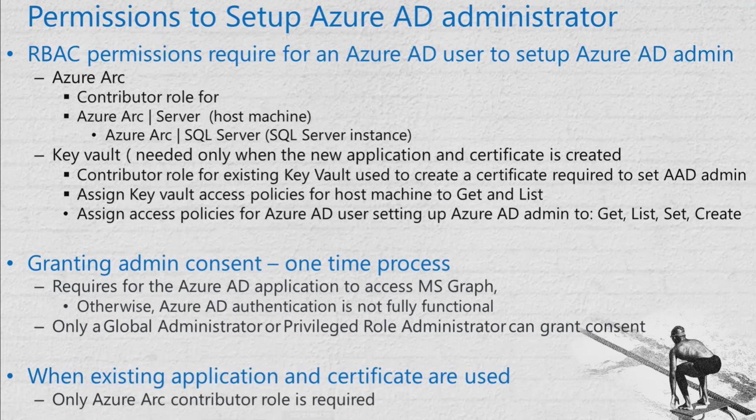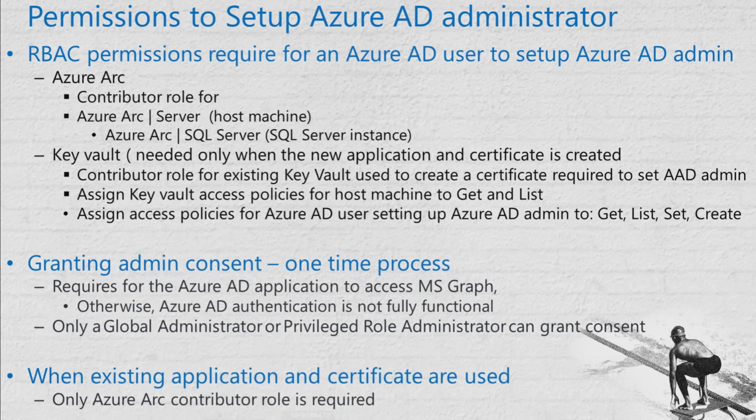There's a step-by-step documentation that documents all these steps, and that documents the setup automation as well, the APIs. A user who is setting up an AAD admin must have special RBAC permissions that are required for this setup. And the first one is for the Azure Arc. A user must be a member of the contributor role for Azure Arc Server, the host machine, and Azure Arc SQL Server, the SQL Server instance. Such a user must also be part of the contributor role for a key vault that is needed to create a certificate. And the key vault, in addition, must have special permissions for the access policy in the key vault itself. This is for the host machine on one side, and on the other side, this is for the user itself.